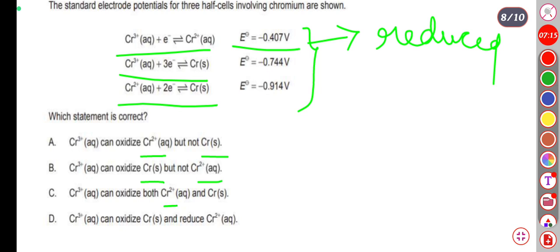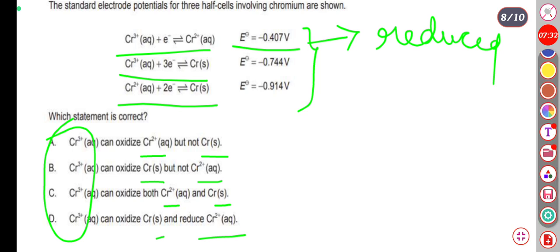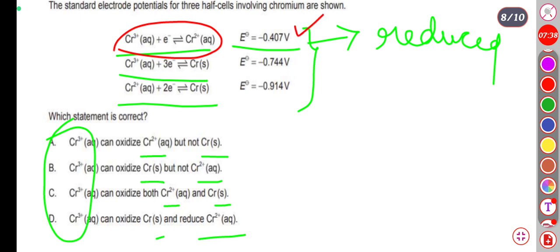it can oxidize chromium 2 plus and Cr; it can oxidize Cr and reduce Cr 2 plus. So all these options are based on chromium 3 plus. Whether chromium 3 plus can oxidize chromium 2 plus or chromium can be decided by knowing the electrode potential value. For chromium 3 plus to chromium 2 plus, the potential value is minus 0.407, whereas for chromium 2 plus to chromium, the electrode potential value is minus 0.914.